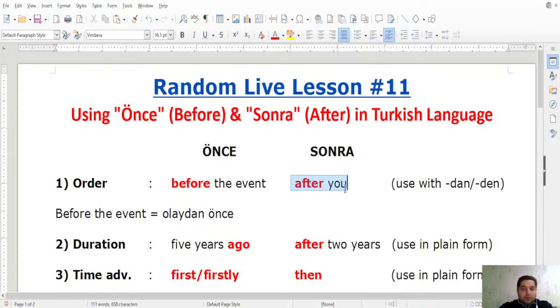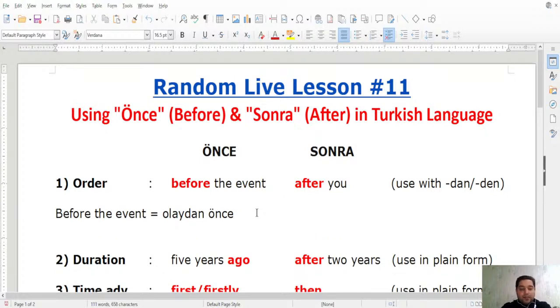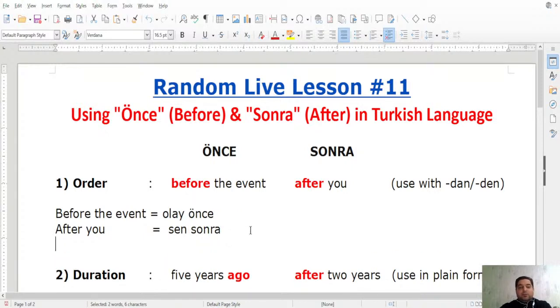If you want to say after you, so what is you? Sen, right? Senden sonra. That's how you will say after you. That's basically the structure. You have to always use this dan or den attached to the word for which you use sonra and önce.